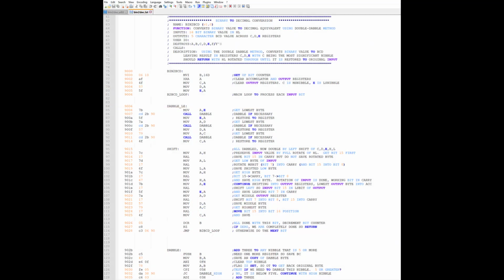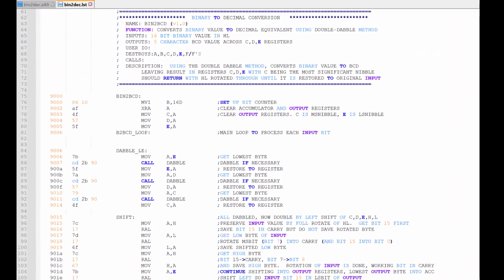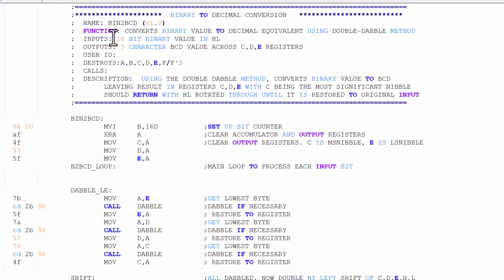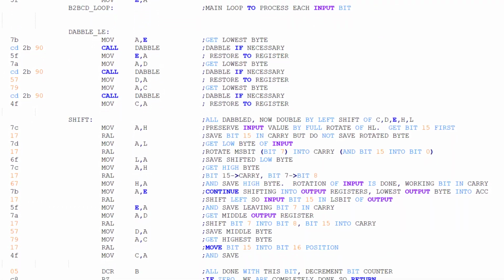I just want to make sure we are on the same page with the DAA instruction because my next video is going to be doing the binary to decimal conversion again, only this time we're going to use the double dabble method. Now double dabble doesn't use the DAA, but it's easier to understand double dabble if you already understand the DAA instruction.